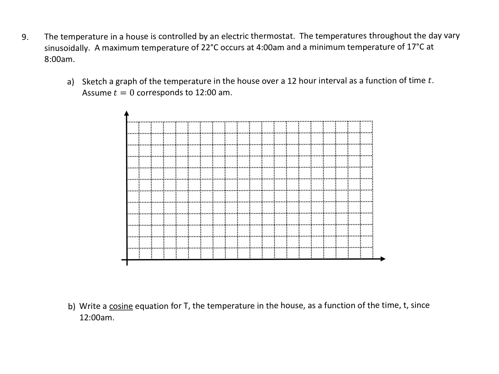All right, so part A wants us to sketch a graph of the temperature in the house over a 12-hour interval as a function of time t. Assume that t equals 0 corresponds with 12 a.m. Okay, so let's first label our axes. So we know that the x-axis is our time axis, right? And in this case, time is going to be in hours since 12 a.m., right? We're assuming that t equals 0 corresponds with 12 a.m. So this is going to be in hours since 12 a.m.